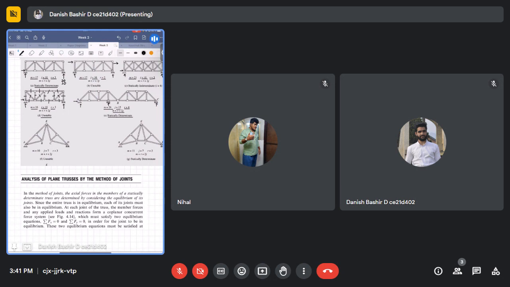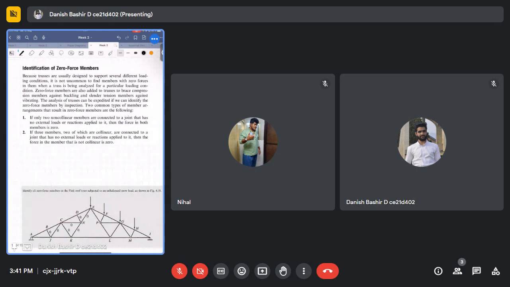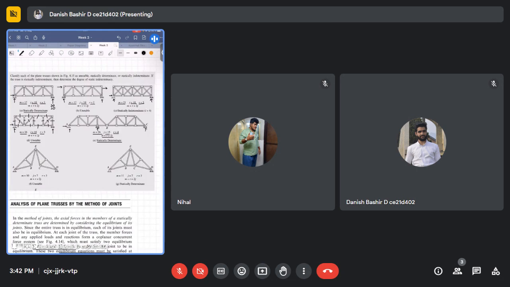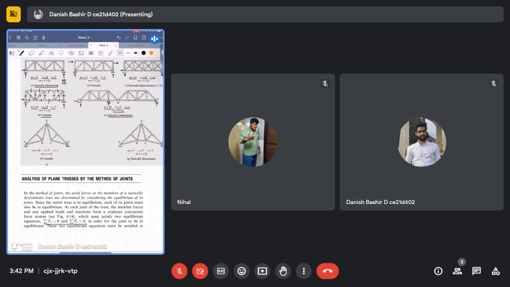The same is written here. At each joint, the member forces and any applied loads or reactions form a coplanar, concurrent force system, which must satisfy two equilibrium equations: summation Fx equals 0 and summation Fy equals 0, in order for the joint to be in equilibrium. These two equilibrium equations must be satisfied at each joint. Okay, so I hope this point is clear to you.